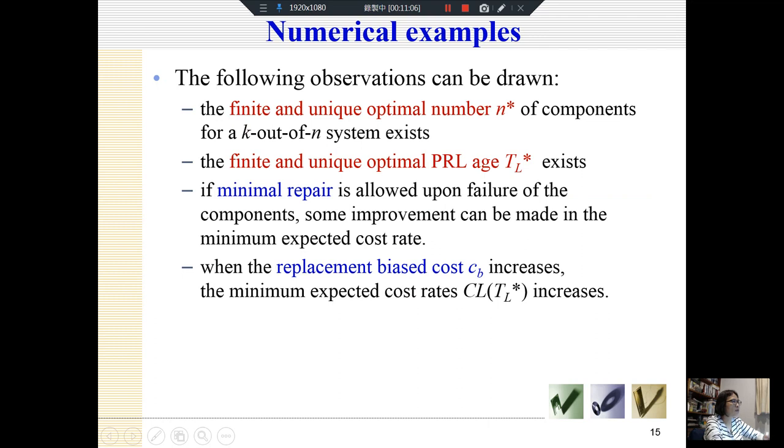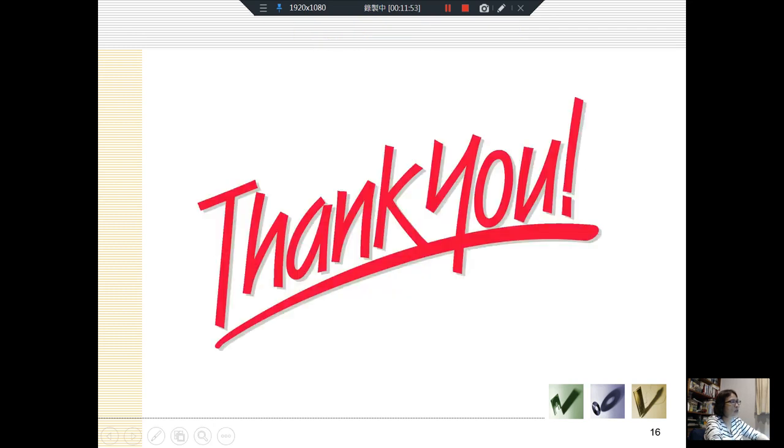And we can find that a finite and unique optimal number N star of components for the K-out-of-N system exists. A finite and unique optimal PRL time TL star exists. If minimal repair is allowed upon failure of the components, some improvement can be made in the minimal expected cost rate. When the replacement bias cost CB increases, the minimal expected cost rate CL of TL star increases. And this is the end of my presentation. Thank you for your listening.